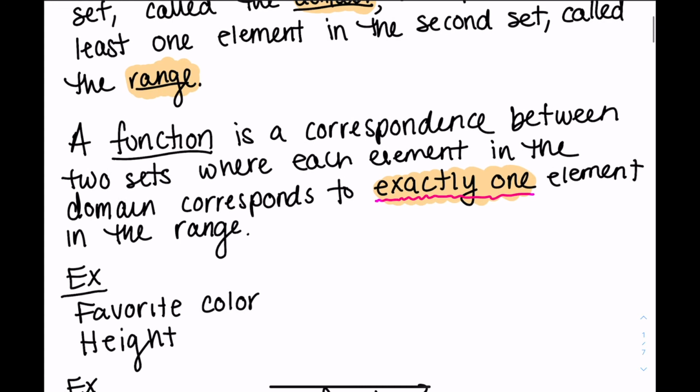If you think of this in real life examples, if you think of a favorite color function, the input's going to be people, and the output would be your favorite color. Well, there's no stopping someone from having multiple favorite colors. I could like blue and purple simultaneously. So me as an input could have two outputs. So this would just be a relation.